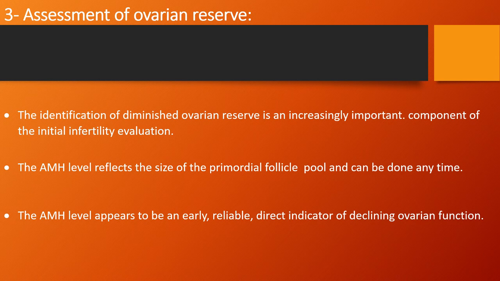The anti-Müllerian hormone is only for predicting IVF treatment response. The anti-Müllerian hormone reflects the size of the primordial follicle pool and can be done anytime, and the level appears to be an early, reliable, direct indicator of declining ovarian function. And as I said, we don't check it in all patients unless we suspect diminished ovarian reserve.